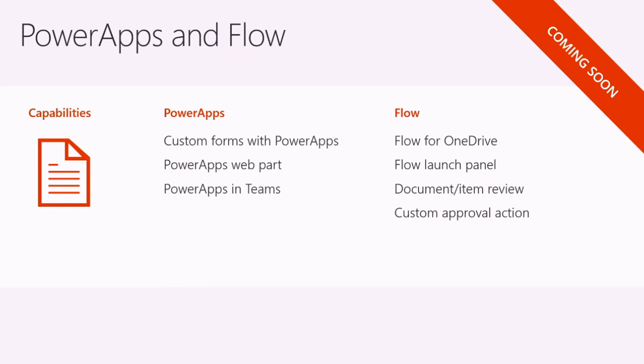On the Flow side, we're integrating Flow deeply with OneDrive. It's already integrated with document libraries in SharePoint, but now from OneDrive you can go and create a new flow or kick off a new flow directly from the OneDrive user interface. There's a new flow launch panel, so you can prompt users for information about the workflow that you're going to kick off as part of the initiation of it. There's a built-in workflow now based on Flow to do document or item review inside of SharePoint. And there's now a custom approval action, which is a modern approval action that leverages things like actionable messages inside of Outlook, but it lets you customize the behavior of that approval.